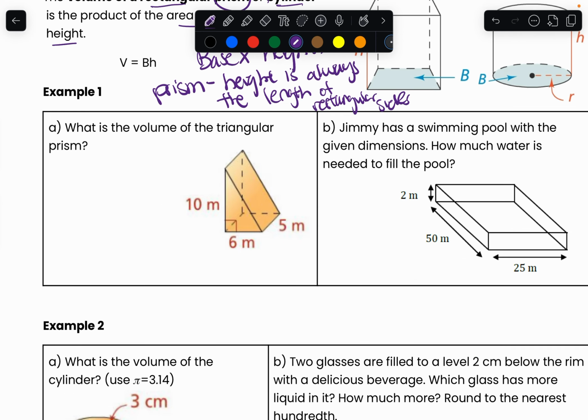Now, example 1 here says, what's the volume of the triangular prism? Now, the reason it's called a triangular prism is because my base here is actually a triangle. This is why it's called a triangular prism. So, I'm going to first figure out the area of my base, and then do my base times my height.